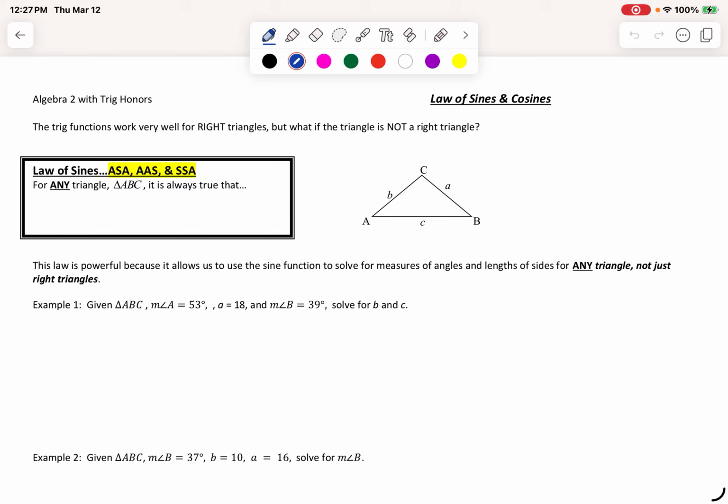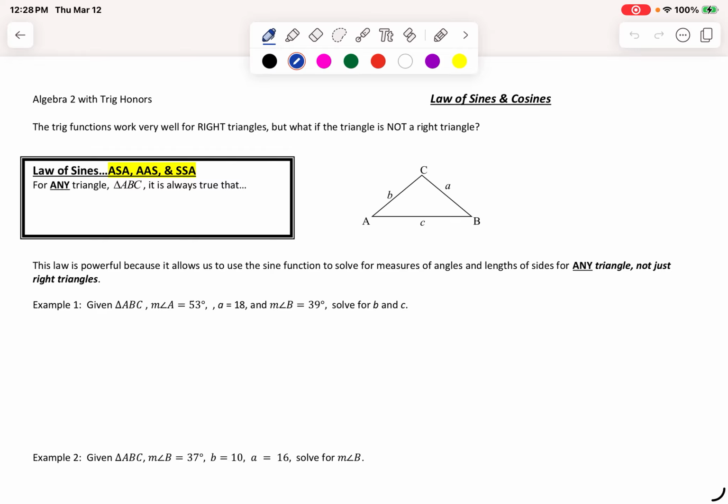All right, so this is our screencast on law of sines and law of cosines. You learned the law of sines and law of cosines in geometry or geometry honors, and we are going to do a quick refresh of both laws and then different situations. Now, when I say different situations, I mean given different pieces of the triangle. So let's go ahead and look at that.